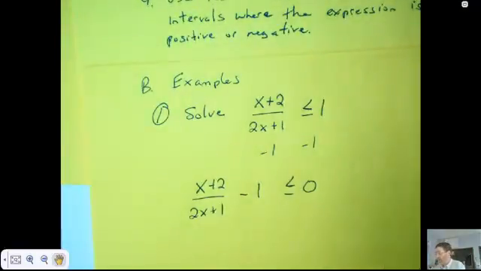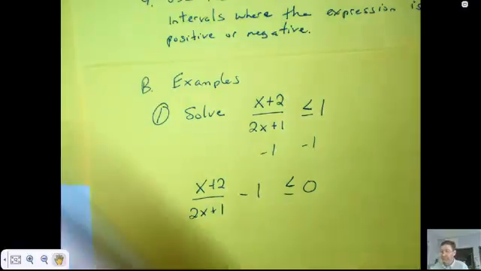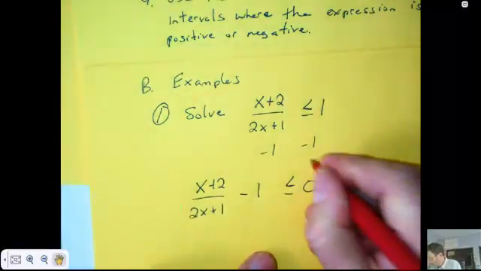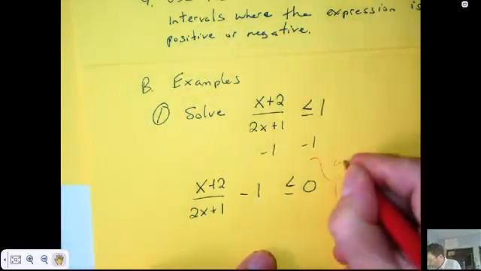Okay, so first step, compare to 0. What's my next step?